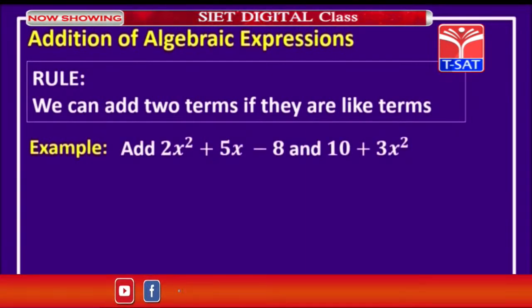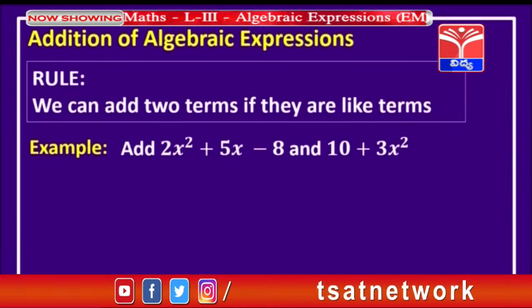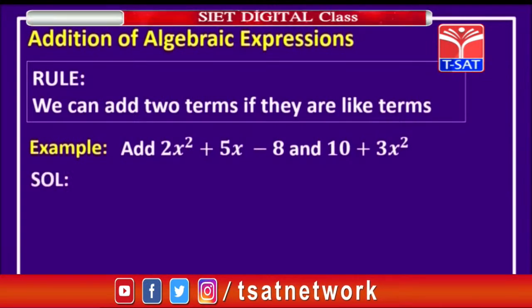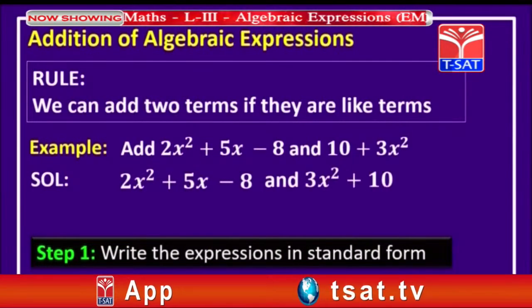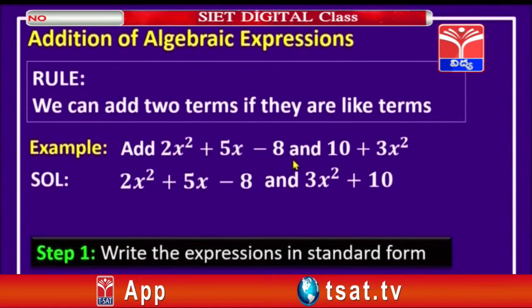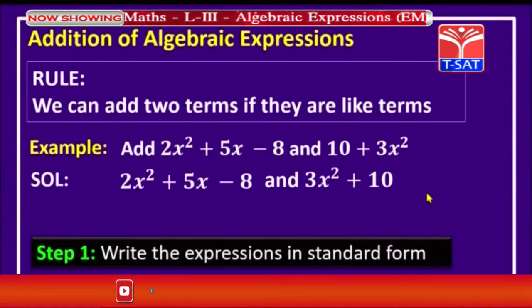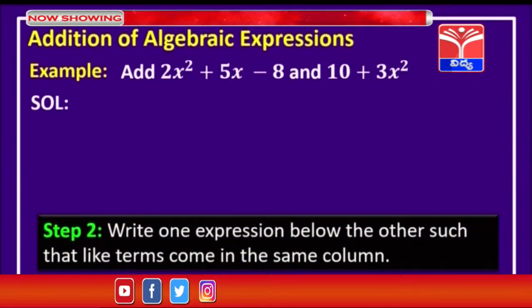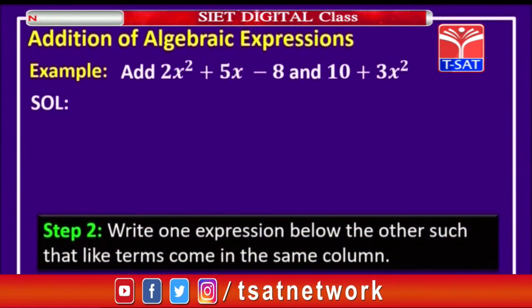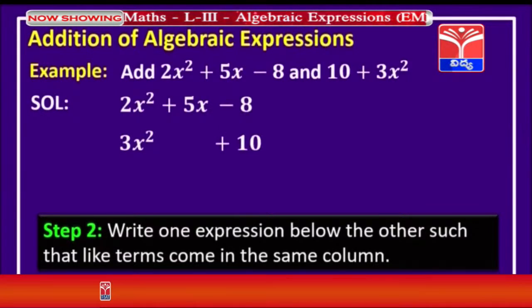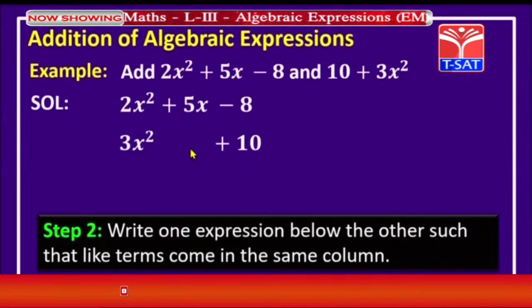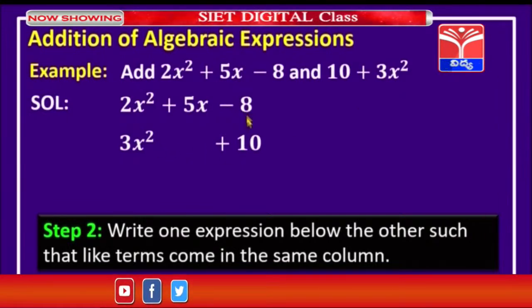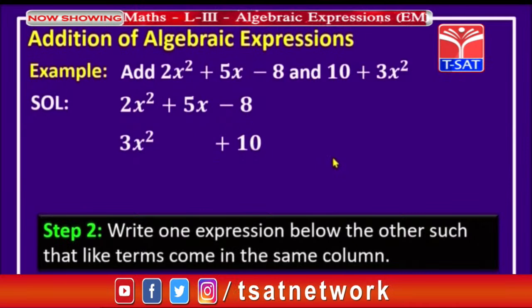Add 2x square plus 5x minus 8 and 10 plus 3x square. First we are going to write the expression in standard form. That means in the descending order of its degree. So 2x square plus 5x minus 8, and this becomes 3x square plus 10. In the second step, we are going to write one expression below the other expression. How? So that the like terms will be one below the other. So here 2x square, then below that 3x square, and in the second algebraic expression we don't have an x term. So we leave it off and write the constant below the other constant.